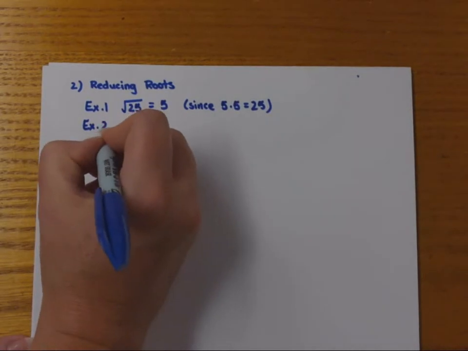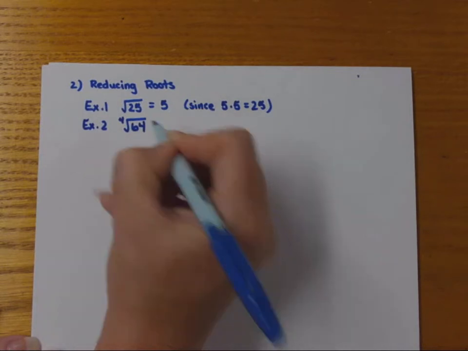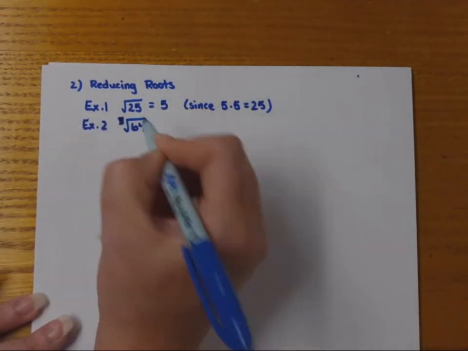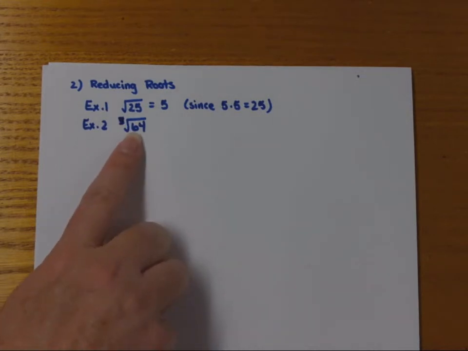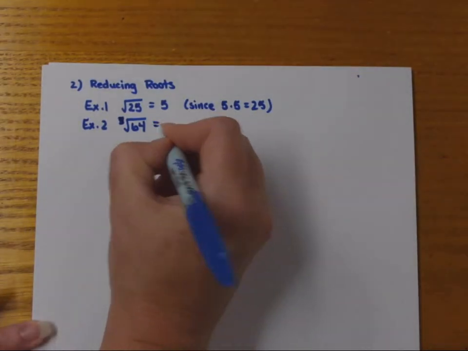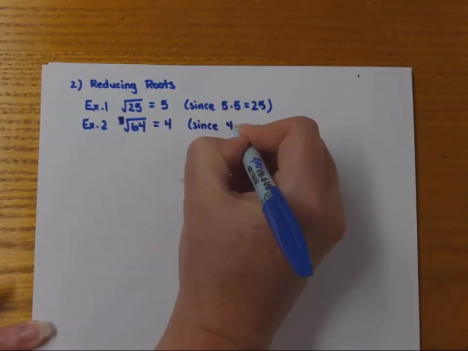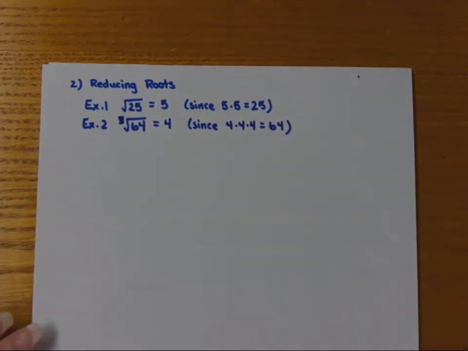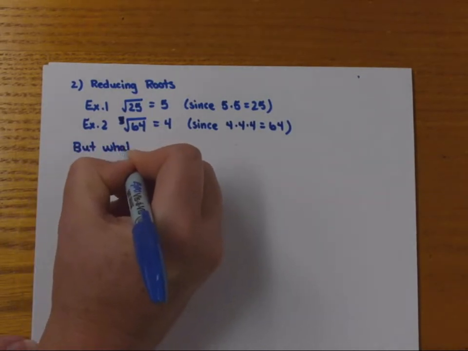Maybe we're a little less comfortable, but it's not always a square root. When I ask you for, sorry, that's supposed to be a cube root, so that should be a 3. I know that's really sloppy, but the cube root of 64. Notice this time we're looking for what times itself 3 times gives us 64, and the answer here would be 4. The reason is because 4 times 4 times 4 is 64. But what do we do when the root is more difficult to find?